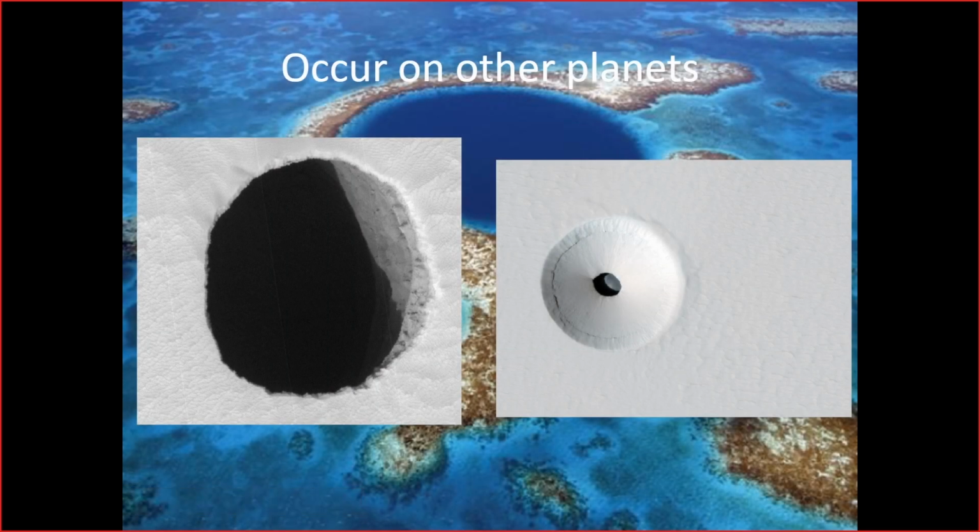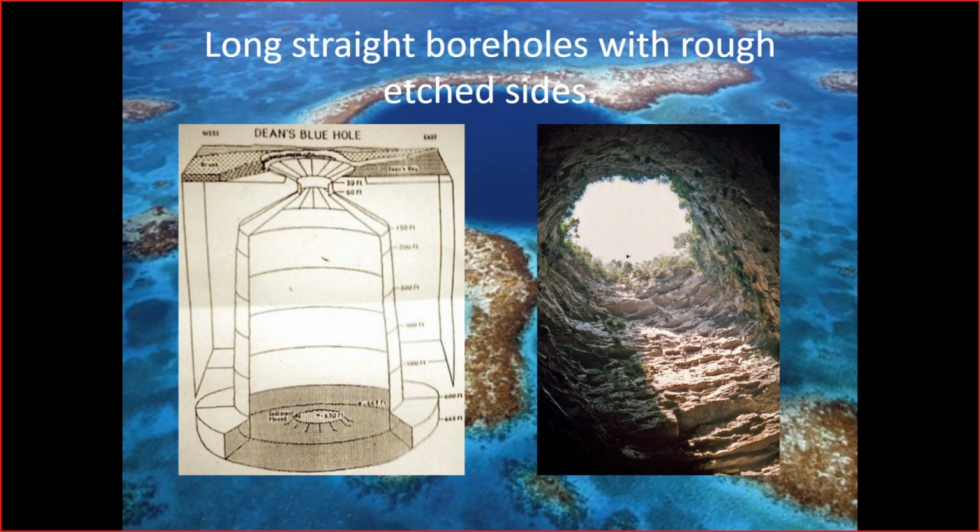Here's some examples. I believe this one is on Mars and that one is on the Moon. You can see here now the problem with them. They're not worn by water. There's no smooth sides. Nothing here. There's not enough debris at the bottom to indicate why it looks like it does. And note how it looks just like it did in the former picture.